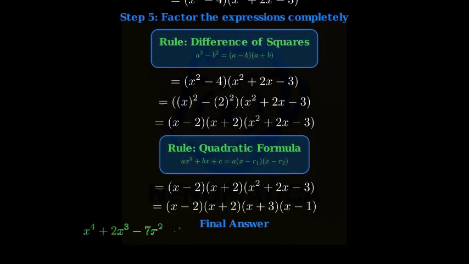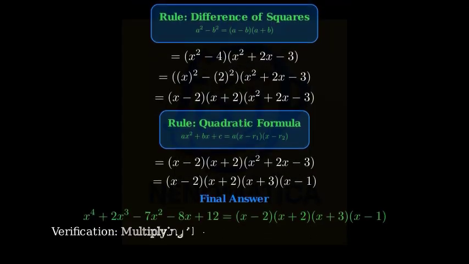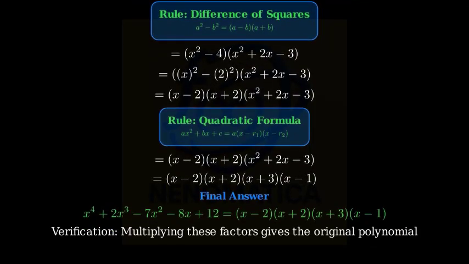Therefore, the complete factorization of our polynomial x to the power of 4 plus 2x cubed minus 7x squared minus 8x plus 12 is x minus 2 times x plus 2 times x plus 3 times x minus 1. We can verify this is correct by multiplying these factors together, which would give us back our original polynomial.